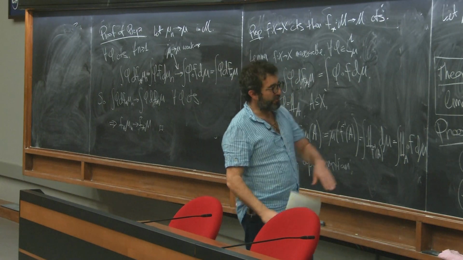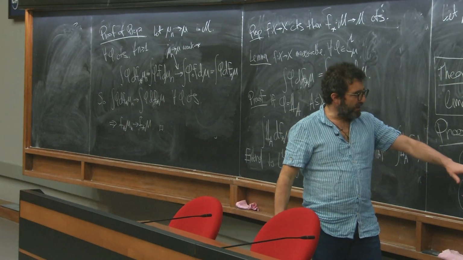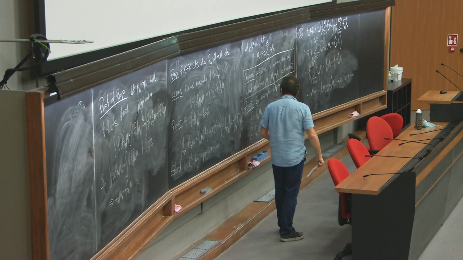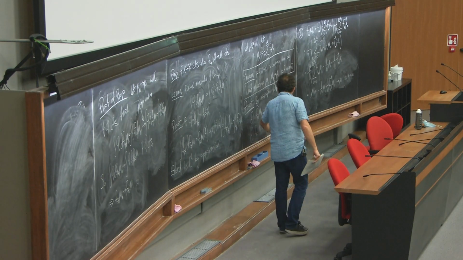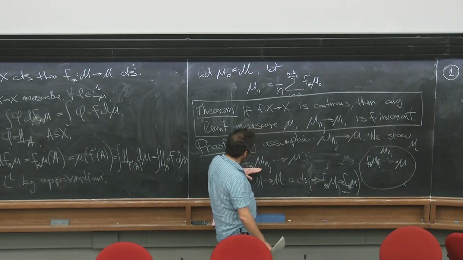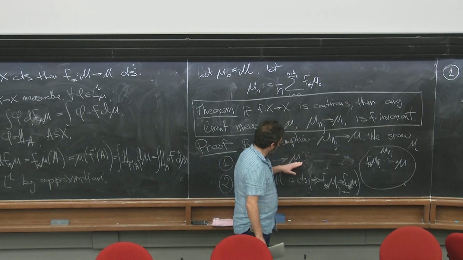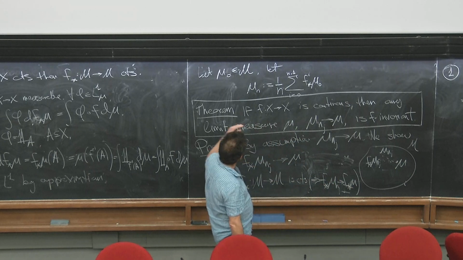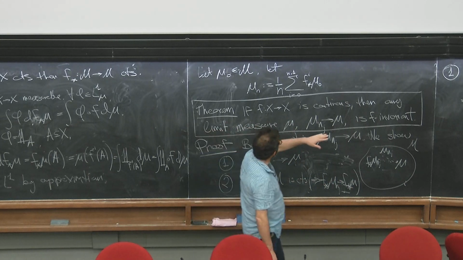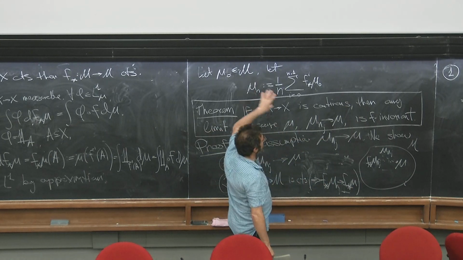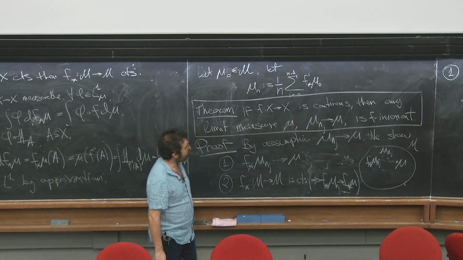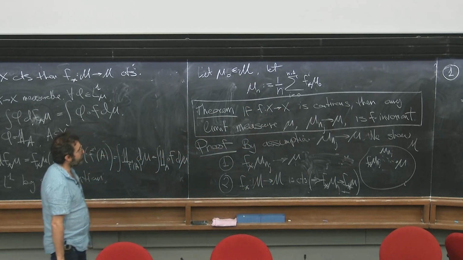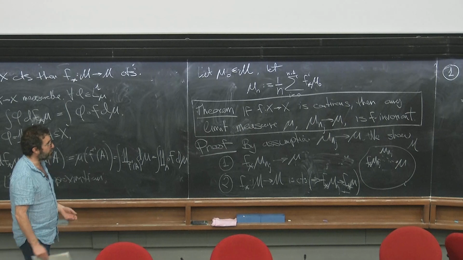Because we've shown both of these conditions, we've shown that f star of mu nj converges to mu. We've shown that f star is continuous, which means that f star of mu nj converges to f star of mu. And therefore, this implies that mu is equal to f star of mu. So we show this theorem, that any limit measure of this sequence is f invariant. So this is the main theorem of today.